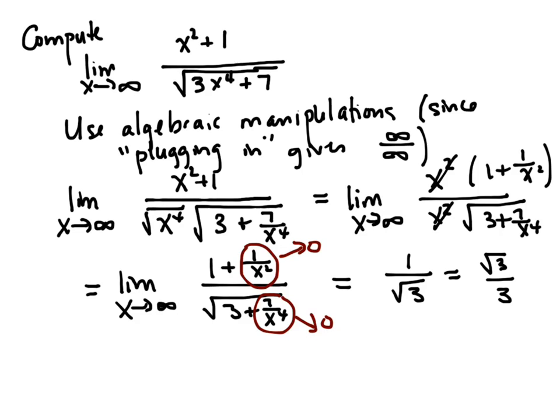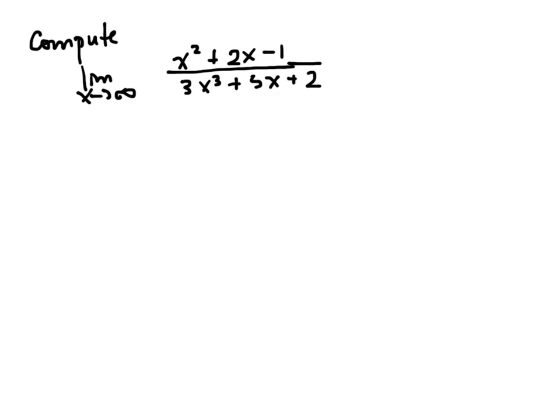Okay, so let's do one more example. In this example, I want to show you what happens when the numerator and denominator might not have the same degree. So you can see here, we're back to the situation where we have a polynomial divided by another polynomial, no square roots or anything. Although this same sort of idea would work if you had square roots. But now you see that the numerator has degree 2 and the denominator has degree 3.